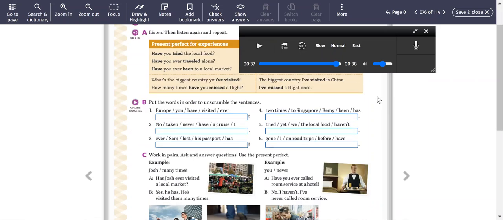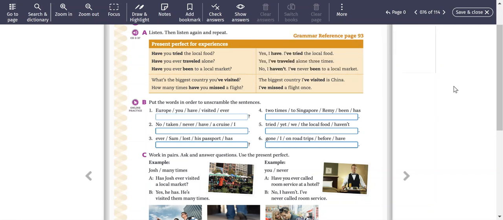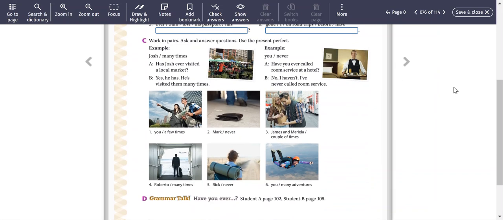Now put the words in part B in order and unscramble the sentences. For example, number 1, write down, have you ever visited Europe? Do the same for sentences 2, 3, 4, 5, 6. Next, please prepare to ask questions and answer questions using the present perfect. We will practice in class.